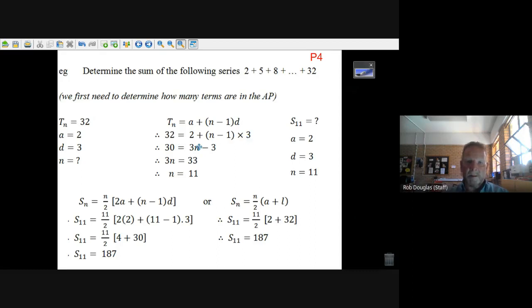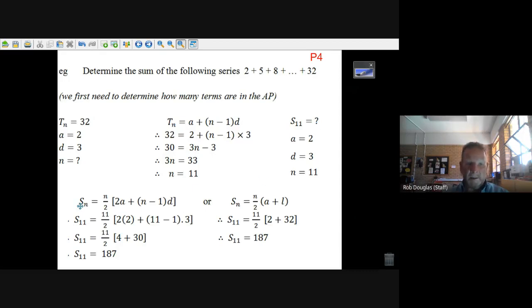We go 3 times n is 3n, 3 times minus 1 is minus 3. We take away 2 and get 30. We add 3 and we get 3n equals 33. Add 3 to both sides. We do these things to both sides. We divide both sides by 3 and we get, hey, there's 11 terms in here. N equals 11. Now we need to find the sum of 11 terms.